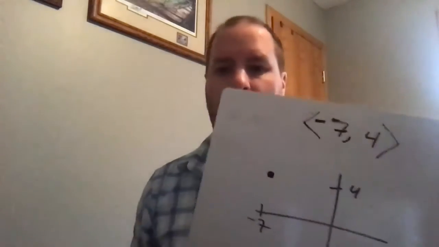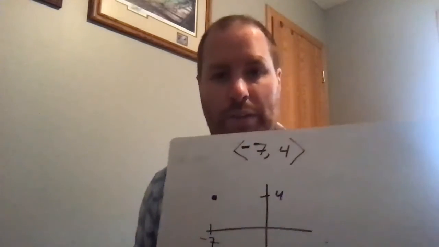If we want to do -7, 4, again, I'm going to have to draw this on the side here. And I'm just going to draw kind of a basic idea of that. Let's go about here, -7 and 4. So there's where that point would be if we just had the round brackets.